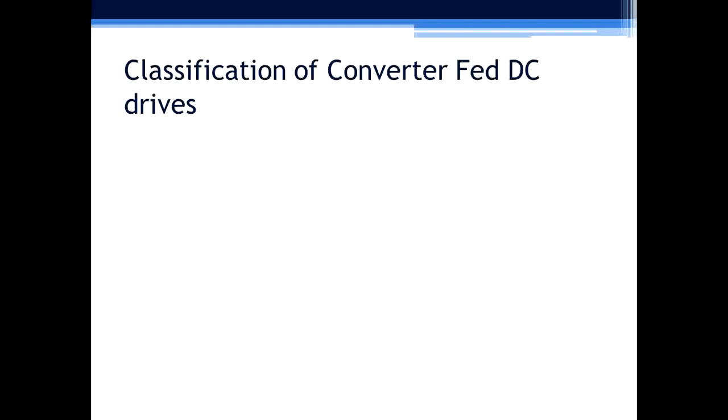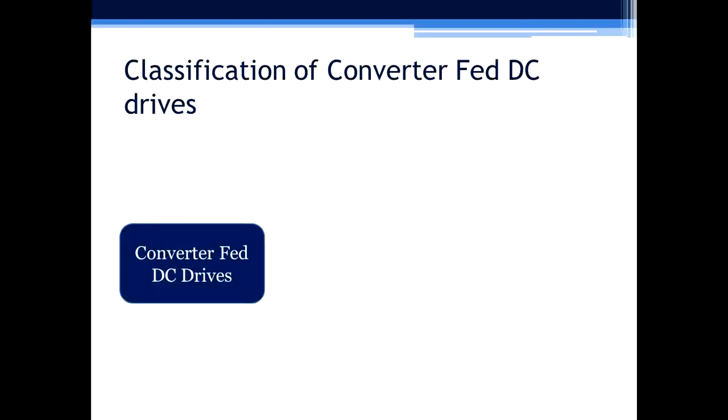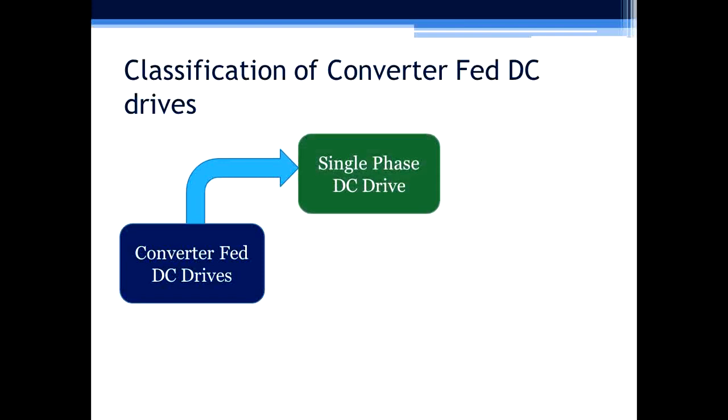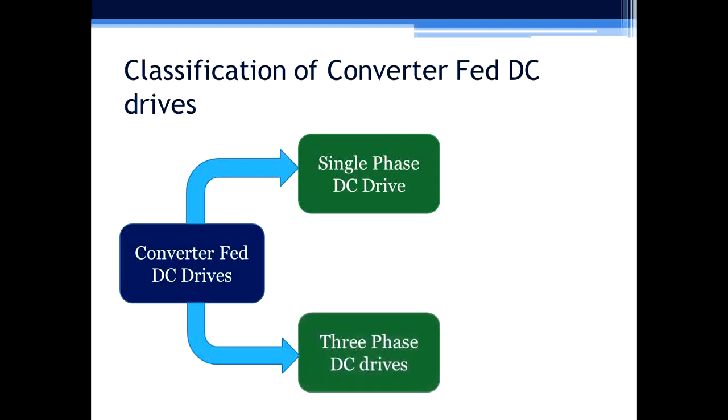Now let us understand how drives are classified. Drives are classified into two categories, as we mentioned earlier. Let us understand the classification of converter fed DC drives. The first type is single phase DC motor drives. Here we use a single phase AC supply and convert it into variable DC, and by controlling the armature voltage you can control the speed of this motor on the armature side. Second, we have three phase DC drives.